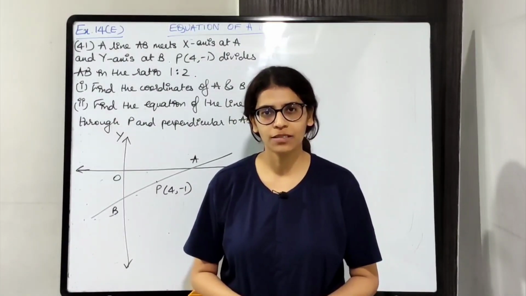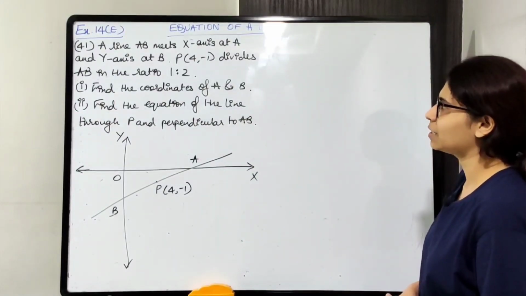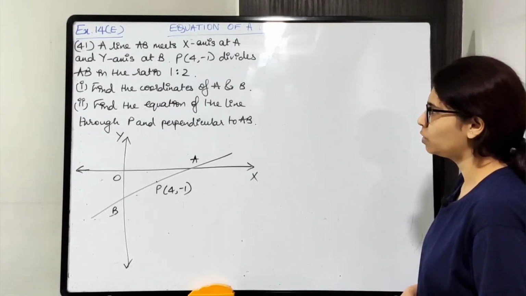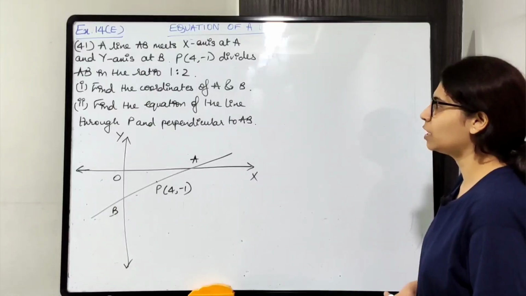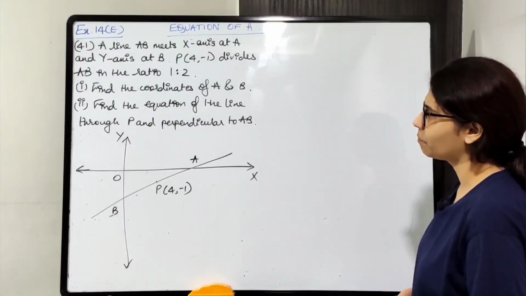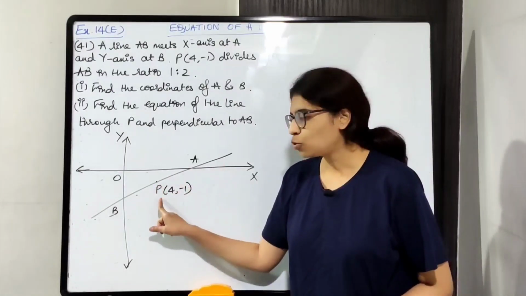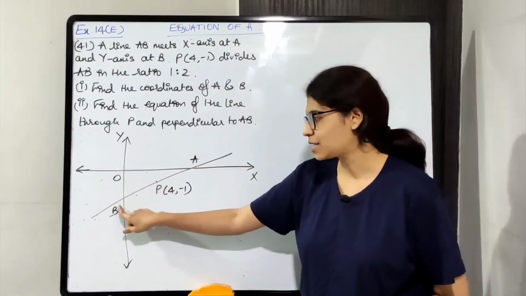Question number 41. A line AB meets x axis at A and y axis at B. P(4, minus 1) divides AB in the ratio 1:2. First part, find the coordinates of A and B. Second part, find the equation of the line through P and perpendicular to AB. There is a figure given. There's a line passing through P and it meets x axis at A and y axis at B.